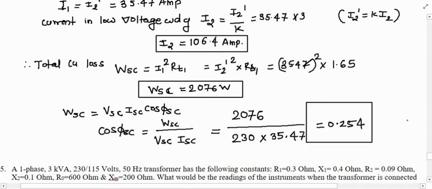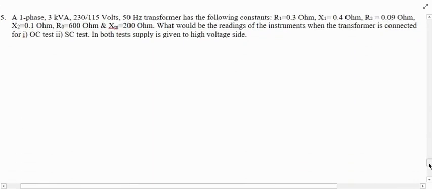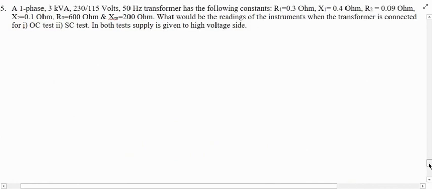Okay. Now, let us move to the next problem. The next problem is a single phase 3 kVA 230 by 115 volt 50 Hz transformer has following constants. R1 is given, X1 is given, R2 is given, X2 is given, R0 is given, XM is given. What should be the reading of the instrument when transformer is connected for open circuit test and short circuit test? In both tests, supply is given to the high voltage winding. Means while performing both tests, we have to give supply to the high voltage side, means 230 volt side.